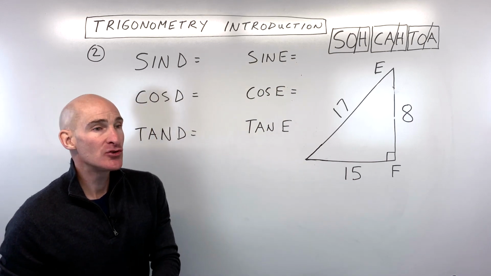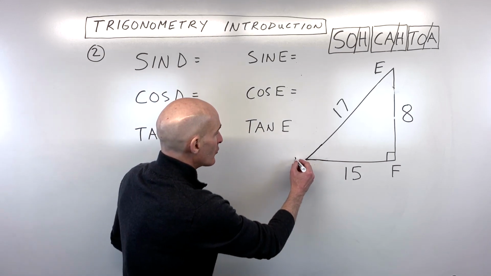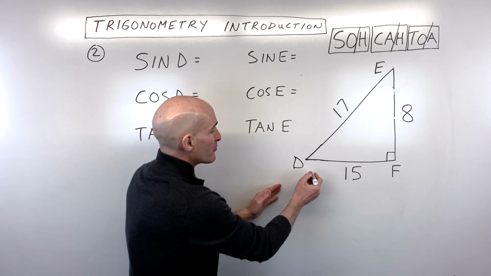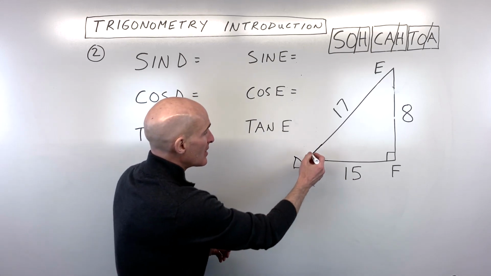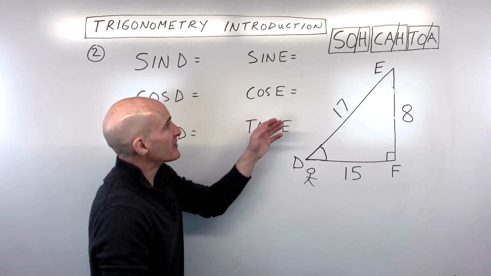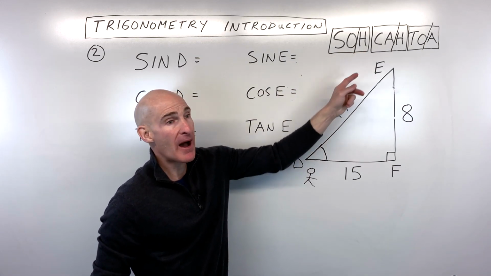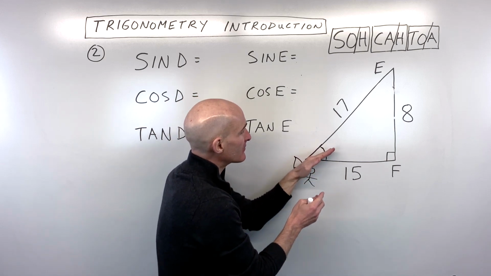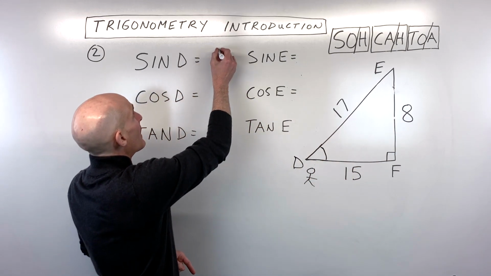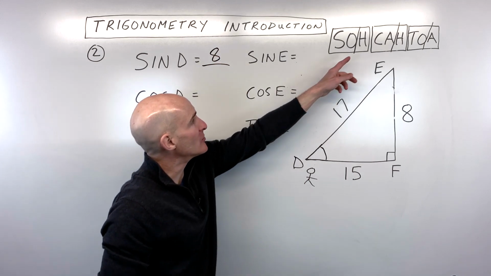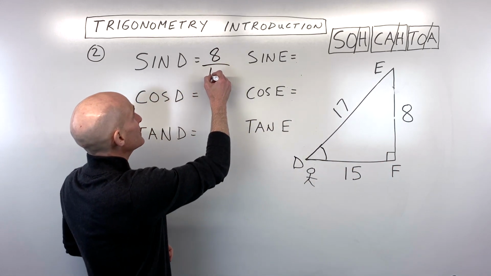Now, if I was going to do it, what I would do is I'd start with sine of angle D, which is this angle right here, and I would position myself at that angle. So I'd say to myself, okay, I'm right here at angle D, and I want the sine, which is the ratio of the opposite side over the hypotenuse. Now, when I think of opposite, I think of the side across, that's going to be 8, divided by the hypotenuse, which is always the one that's across from the right angle. That's going to be the 17.